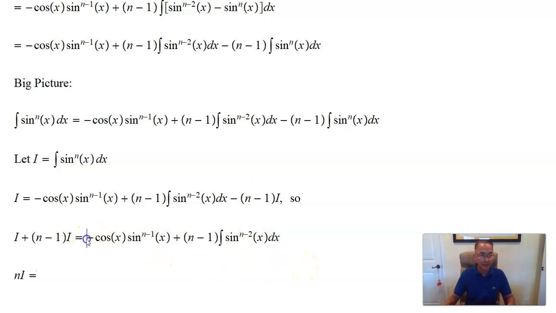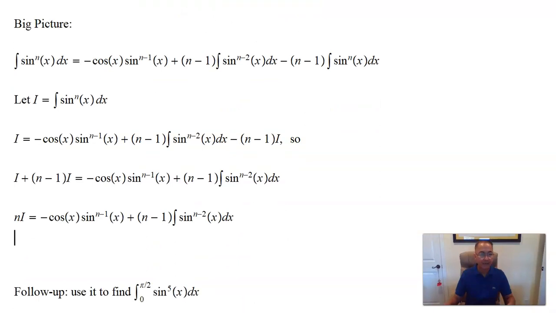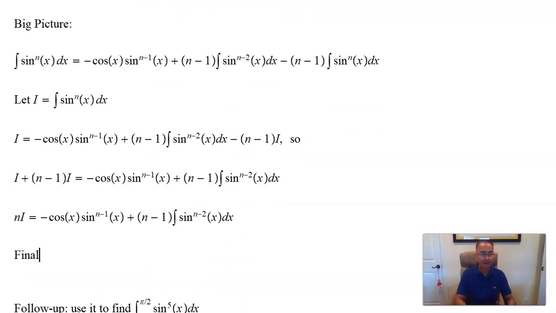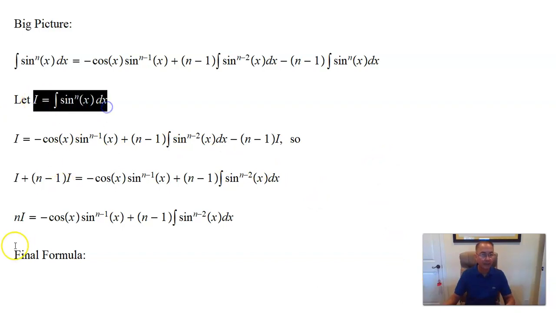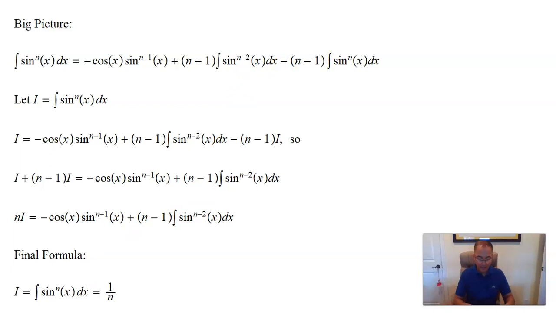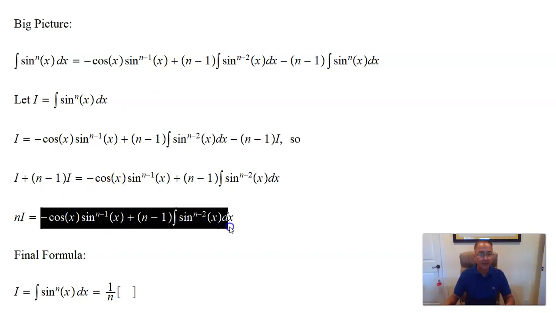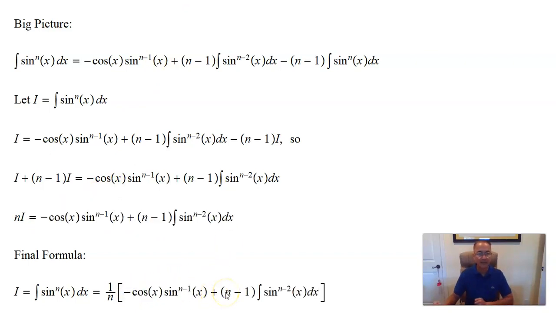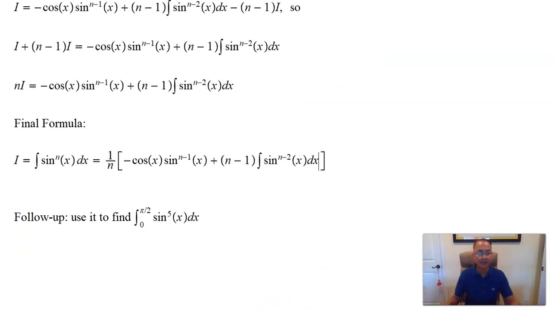Okay, I plus n minus 1 I, we just get n I, equals this right side. So now we get to divide both sides by n. All right, so final formula. We get I, which is this integral that we are looking for, is 1 over n times negative cosine of x sine to the n minus 1 of x plus this thing. Okay, so that is our reduction formula.